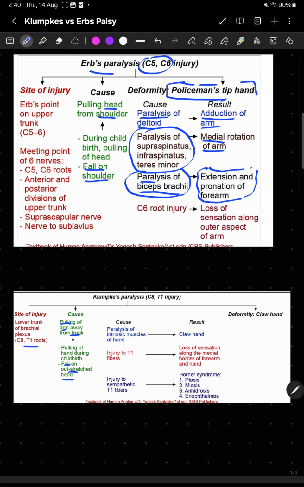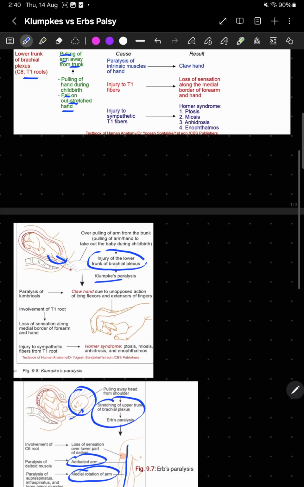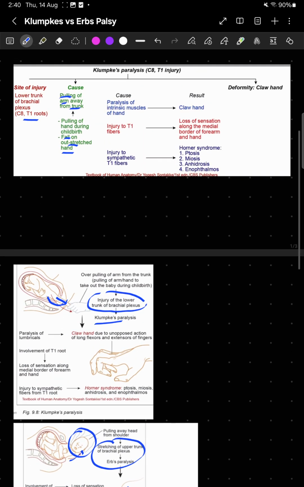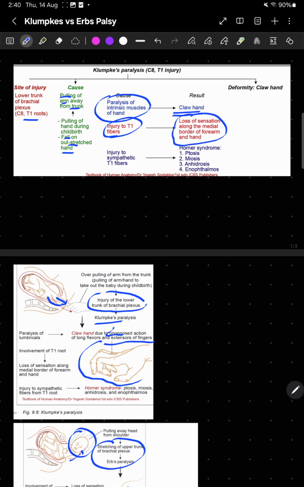Coming to Klumpke's paralysis, the main injury is to the lower root, that is C8 and T1 are involved. Whenever there is involvement of C8 and T1, the root values involved are mainly those of the median nerve and ulnar nerve. So we can see there will be paralysis of the intrinsic muscles of the hand, causing clawing, a clinical condition called claw hand. It is mainly because of the unopposed action of the long flexors and extensors of the fingers. Further, there is involvement of the T1 fibers, which will cause loss of sensation along the medial border of the forearm and hand.